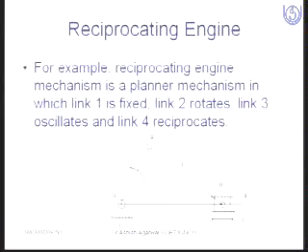Now we will take the example of a reciprocating engine, and we will see how this is transformed, or can be called a 4-bar mechanism. Just see that here we have fixed link 1. Link 2 rotates, which is the crankshaft, while link 3 oscillates, which is the connecting rod, and link 4 has the reciprocating motion, which is the piston. So this forms the 4-bar mechanism.